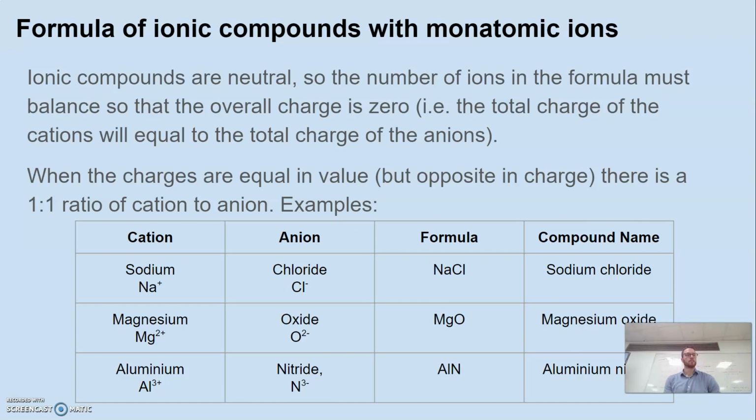Magnesium oxide. We have a 2+ in the magnesium, we have a 2- in the oxide, 1-to-1 or 2-to-2, they balance each other out. The formula just becomes MgO, or magnesium oxide. If we have a 3+ charge balancing with a 3- charge from something like nitride, we get aluminium nitride, 1 to 1. So when the charges are equal but opposite, it's a 1 to 1 in our formula. Any questions there?